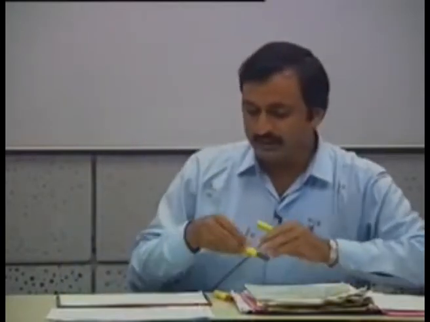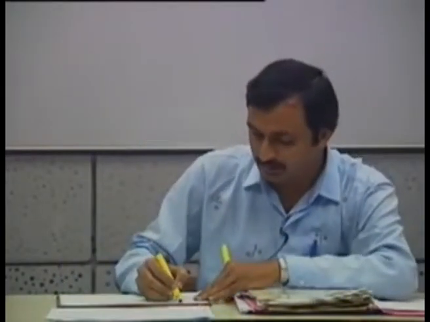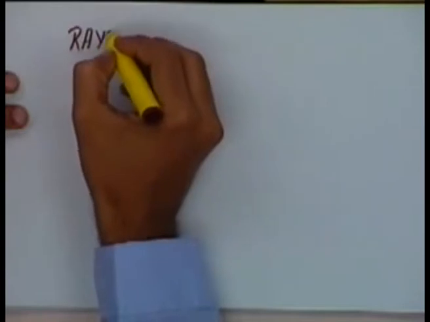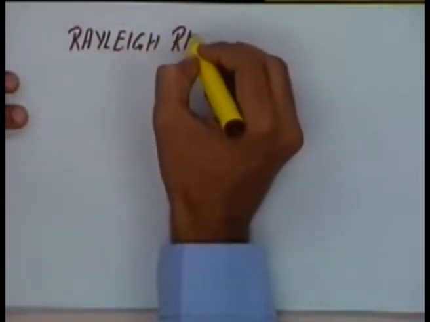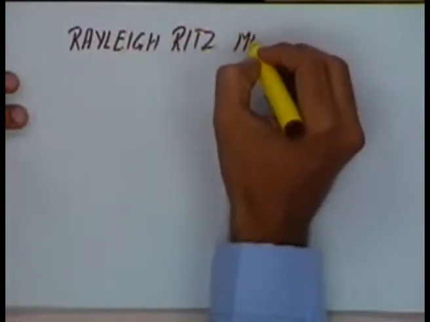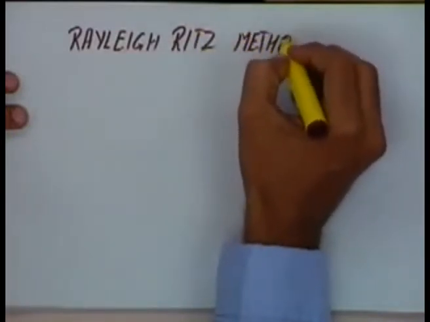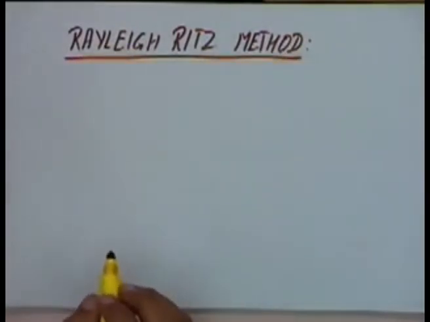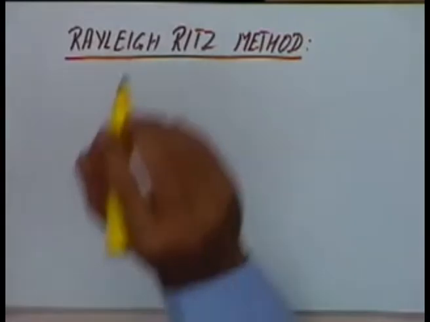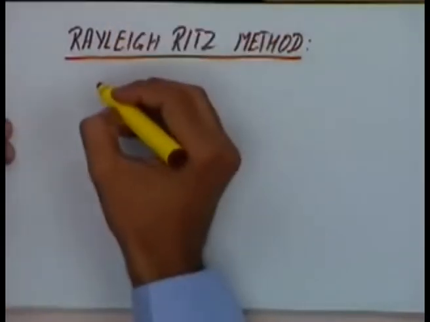The first method for doing that is what is referred to as the Rayleigh-Ritz method. To explain this method, let us take the same case.